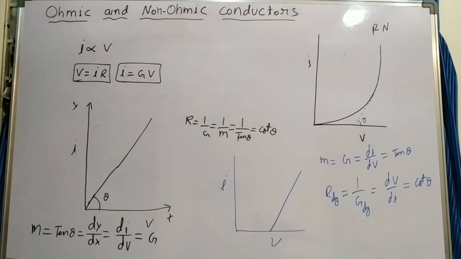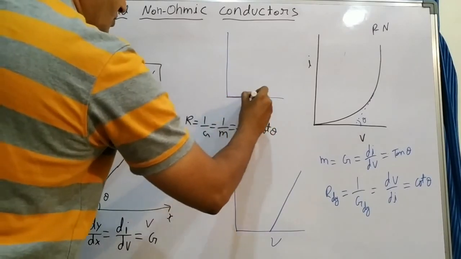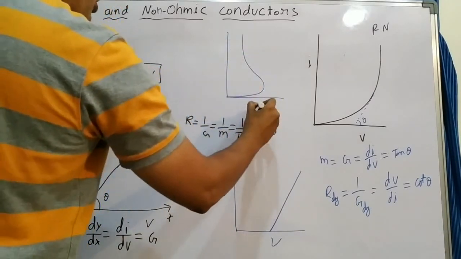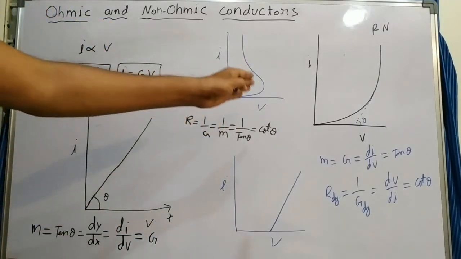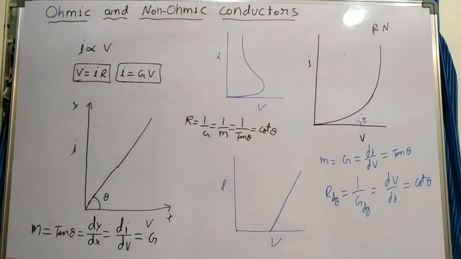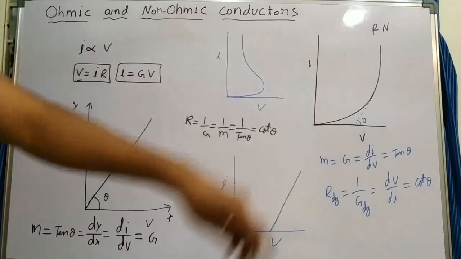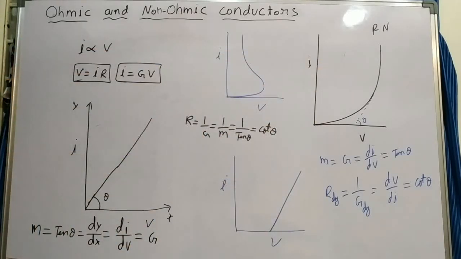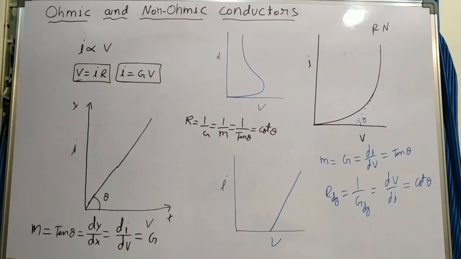Take another device called a thermistor, a temperature dependent resistor. For that we get a graph like this. Up to a certain potential, current increases very slowly. After reaching a particular potential, the current increases rapidly. So this is the graph for a thermistor. This is the graph for a vacuum tube. That is the graph for a semiconductor PN junction diode. These graphs represent non-ohmic conductors.